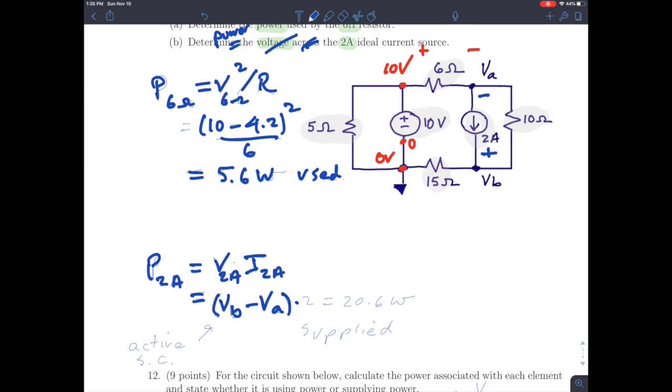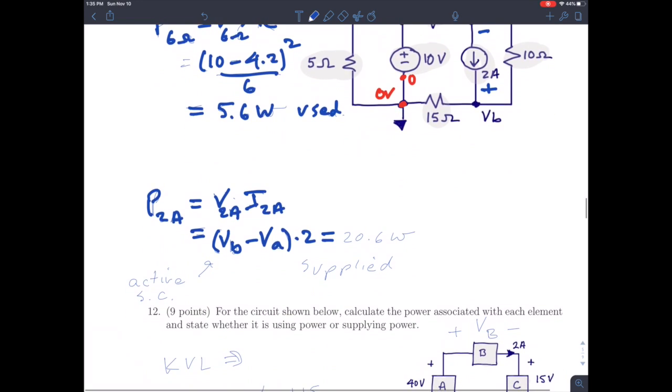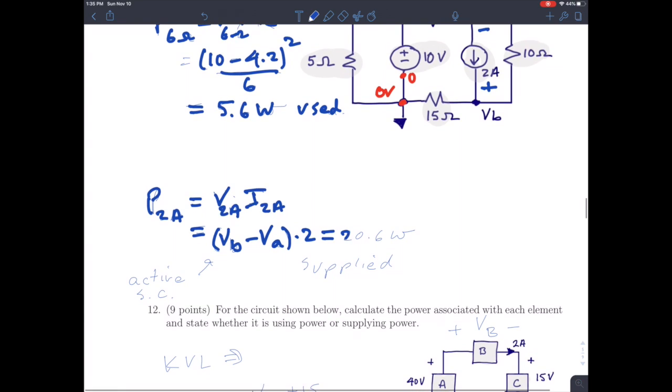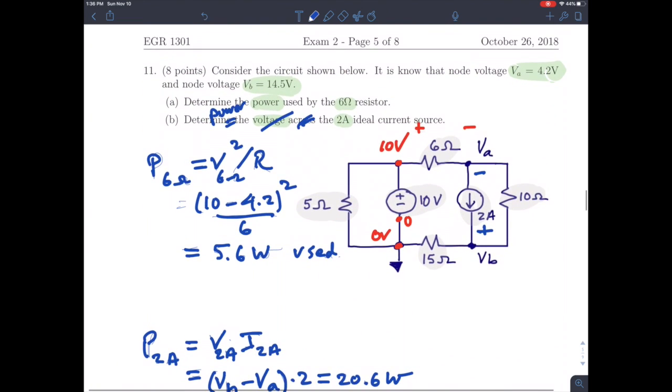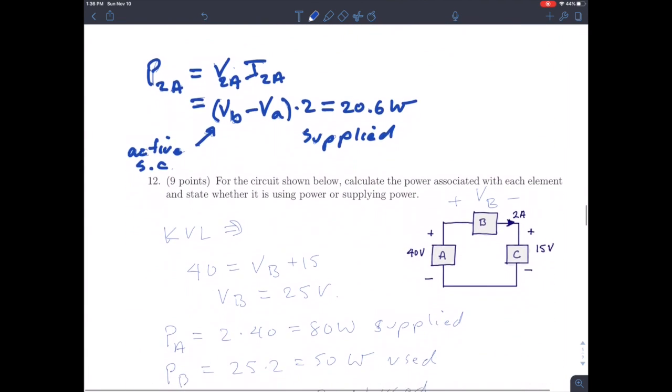Okay, and then we multiply by the current to get the power, and when we plug in these numbers, we get 20.6 watts supplied. I know it's supplied because I used the active sign convention to get this voltage, and it came out to be a positive number, therefore it's supplied. Okay, so that takes care of problem number 11. Let's now move on to problem 12.